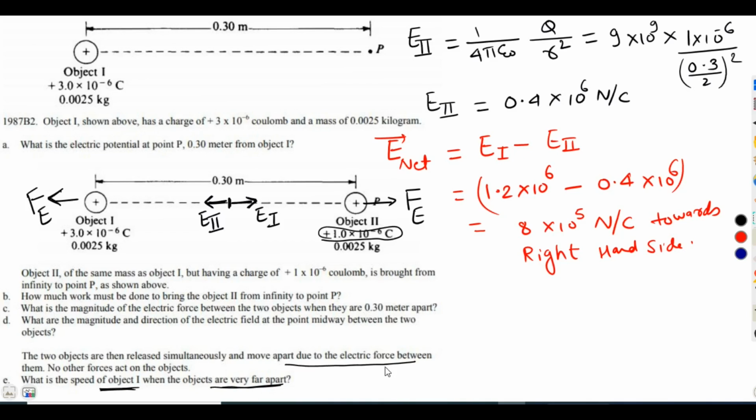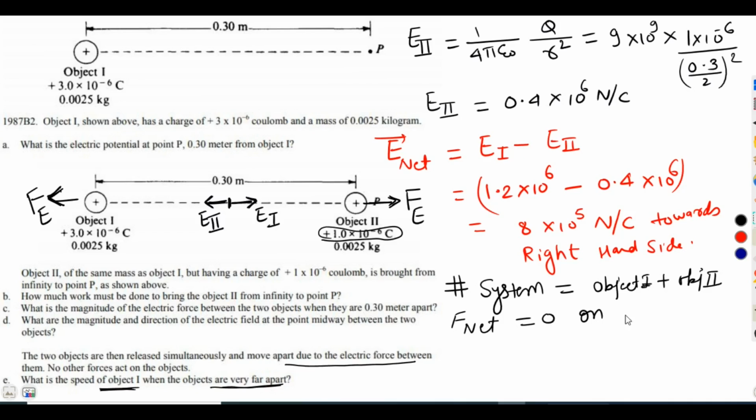First of all, let us consider our system. Our system is object 1 plus object 2, combined. Please calculate its net force. Its net force is 0, because F_E is on the left side, F_E is on the right side, so the net force will be 0 on this system. We are talking about the system, not an individual body, right?